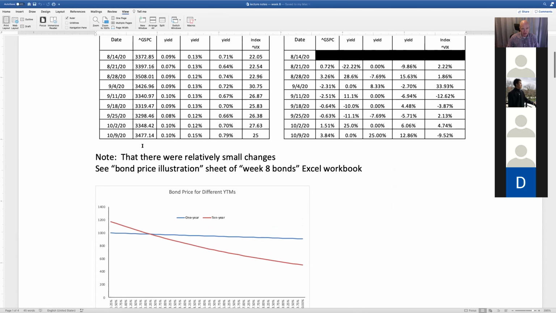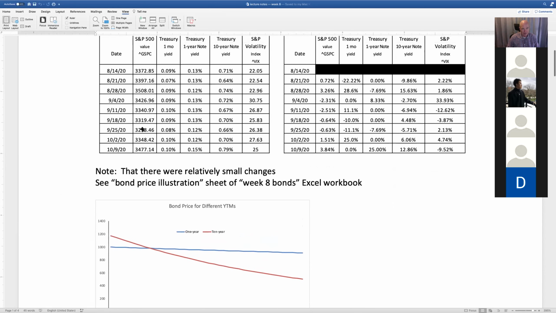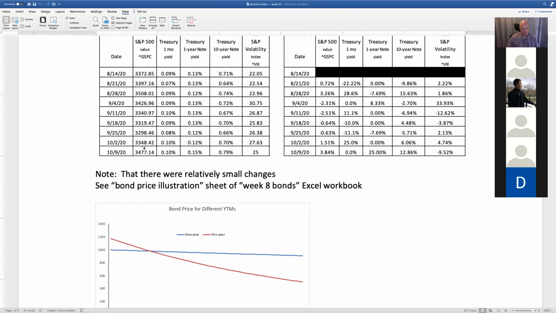And last week our S&P 500 went from 33.48 up to 34.77, an increase of 3.84%. Treasury note, 0% change on 1 month. The yield on the 1 year note went up 25%, and the 10-year note went up 12.86%. So we had some pretty large increases on those yields, percentage-wise.